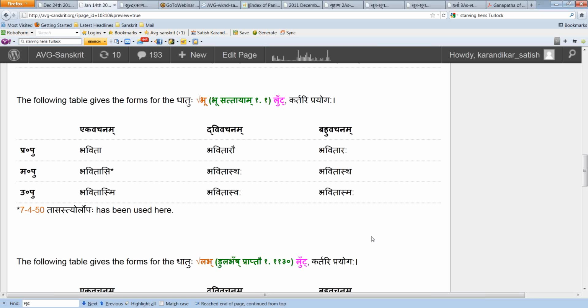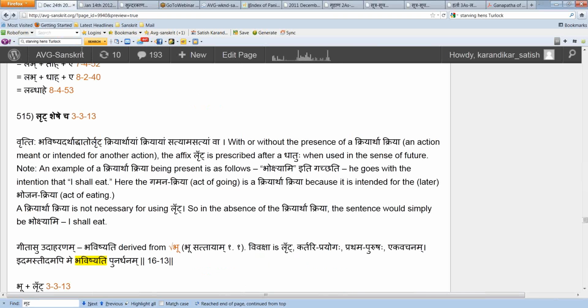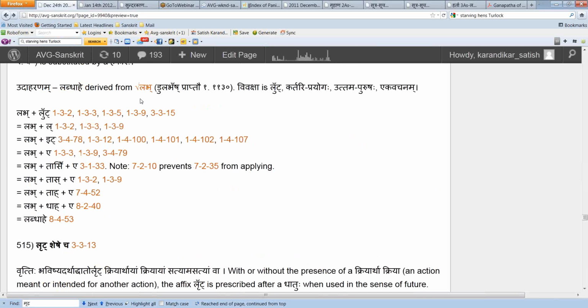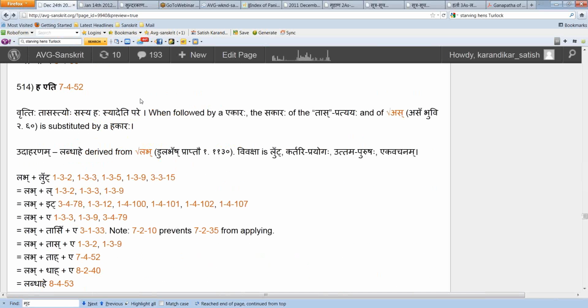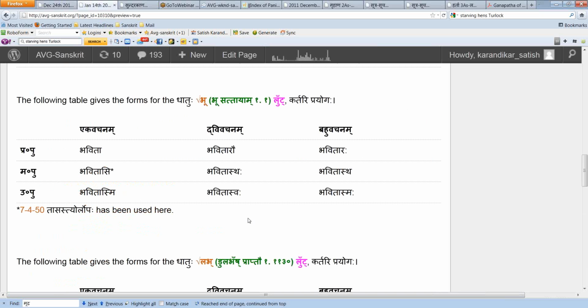Iti Maheshwara Sutrani. So last time we finished with the Lut Lakaraha in the last class. The last sutra we looked at was Ha Eti. So we can quickly look at these tables over here, which we didn't have time for in the last class.